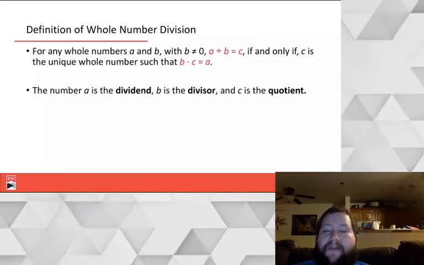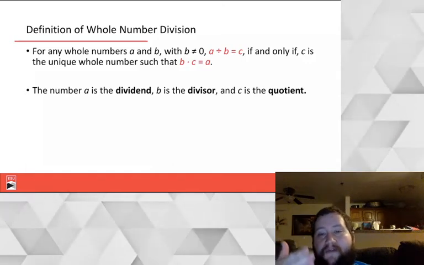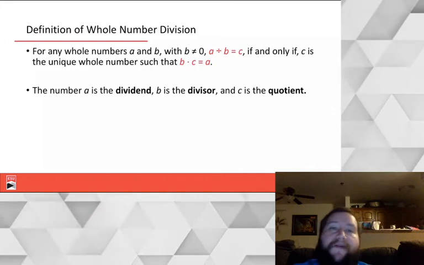Multiplication relied on this definition of having so many groups. Each group has a certain size, and together that gives us the total number of objects.